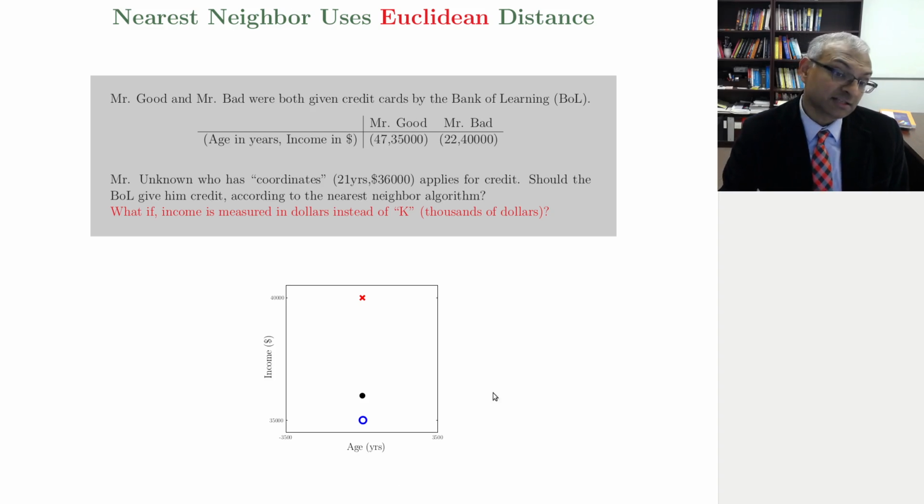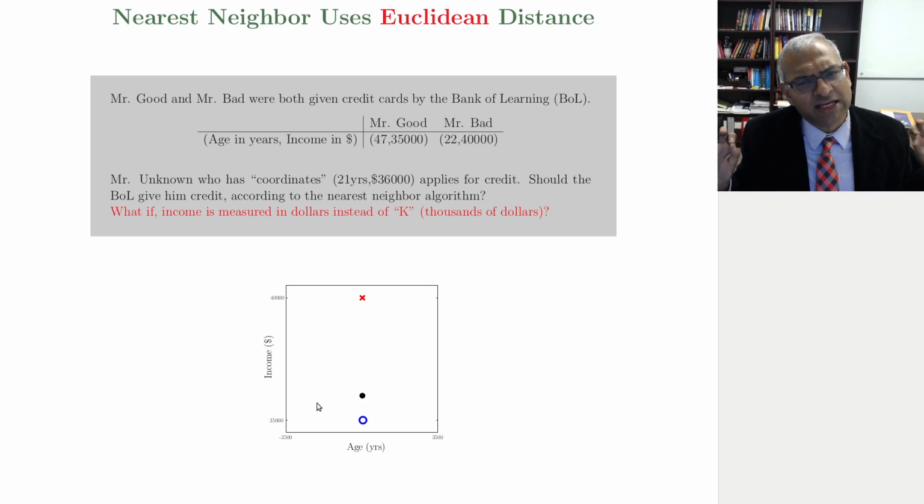And we ask you to put on your nearest neighbor hat again and tell me who is the nearest neighbor to black, and do you give or do you not give credit? And 1, 2, 3, 4, 5, all of you should say, well, now the nearest neighbor is blue, and the nearest neighbor algorithm says, give credit. Pause. There's a problem here, and this is a big problem. Same data, same Mr. Good and same Mr. Bad. Same unknown customer, where all these people are just represented by their feature vector. The only thing that changed is the scale of one of the dimensions.